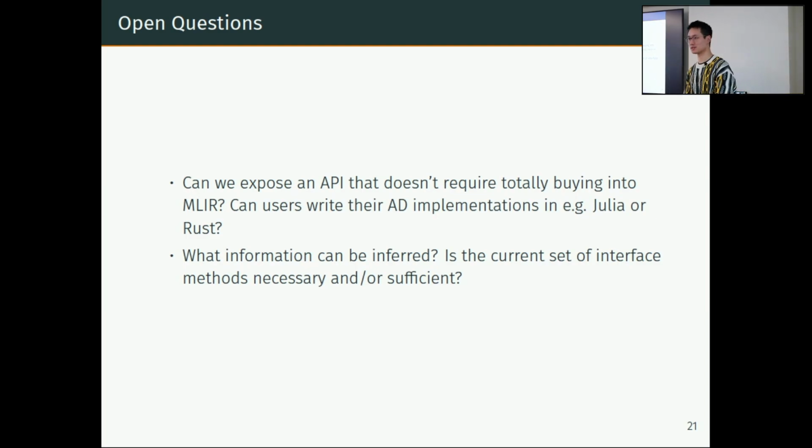We also have some open questions that we are grappling with currently. For instance, and this is just a subset of them, can we expose an API that doesn't require all of this cruft around MLIR? Can you use our system and extend it without being married to MLIR? Can you implement your adjoints using different languages like Julia or Rust? In addition, the design that we have for our interface is evolving, I would say. Can we infer information? Is the set of interfaces we have necessary and/or sufficient? We would love any input from users or collaborators, anything of that kind.